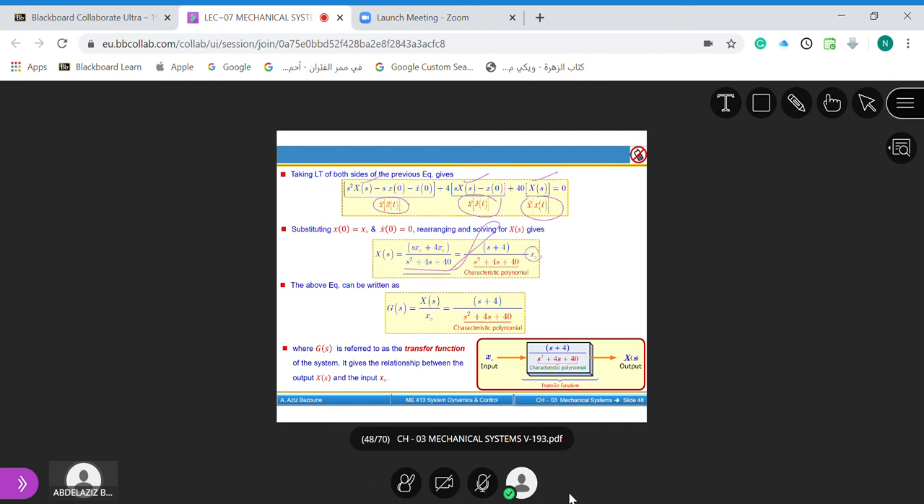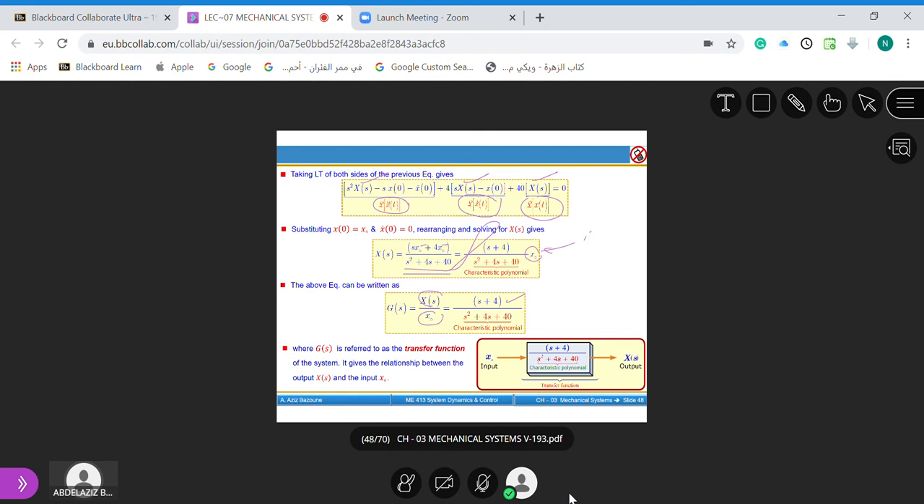We take x0 common between this and this. It will be (s + 4) over (s² + 4s + 40). Or you can divide, because x0 here is the input, the initial displacement that you give. You can divide the output X(s) over the input. Now the input we give, you can write it like this: (s + 4) over (s² + 4s + 40). It can be rearranged like this.